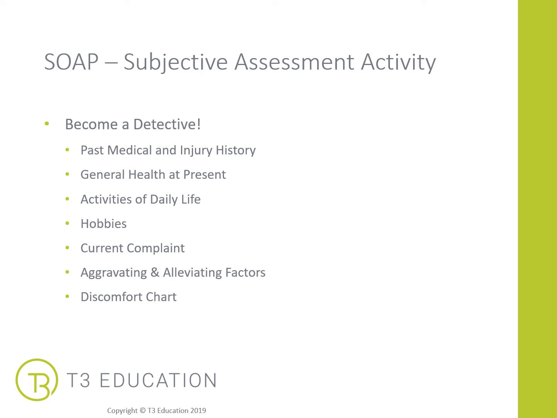Maybe talk about the discomfort chart. Scale of 1 to 10. Is it stopping them doing things? Start to get a level, some sort of comparison, so that when they come back, you can see, has it improved? Is it the same? What's going on? Really getting your client to zone into their body and explain what's happening.